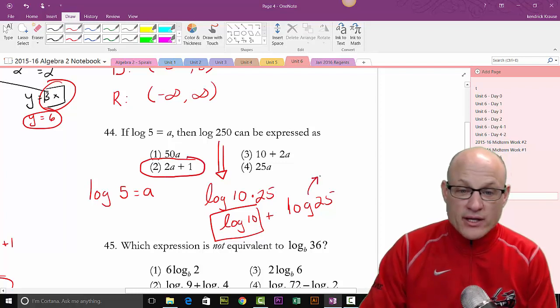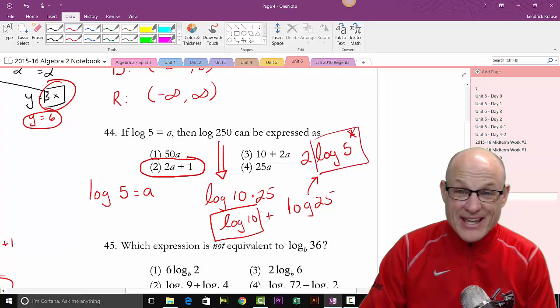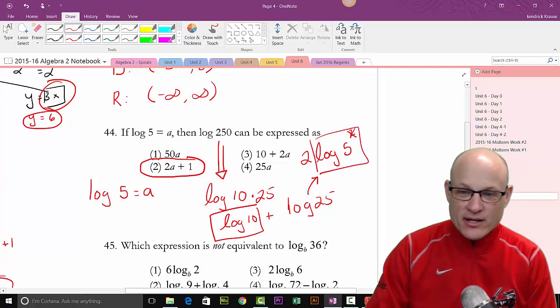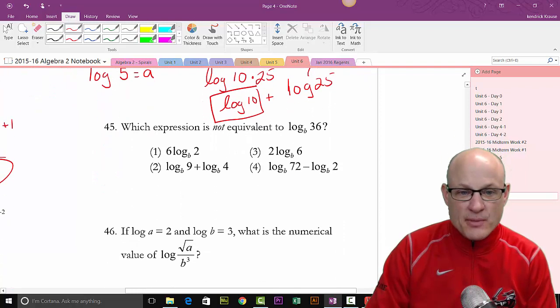Now, why is this one 2a? Well, this is the same as the log of 5 squared, but I don't like the 2 there. I like it out front. And isn't this a? That's why it's that one. Tough question.